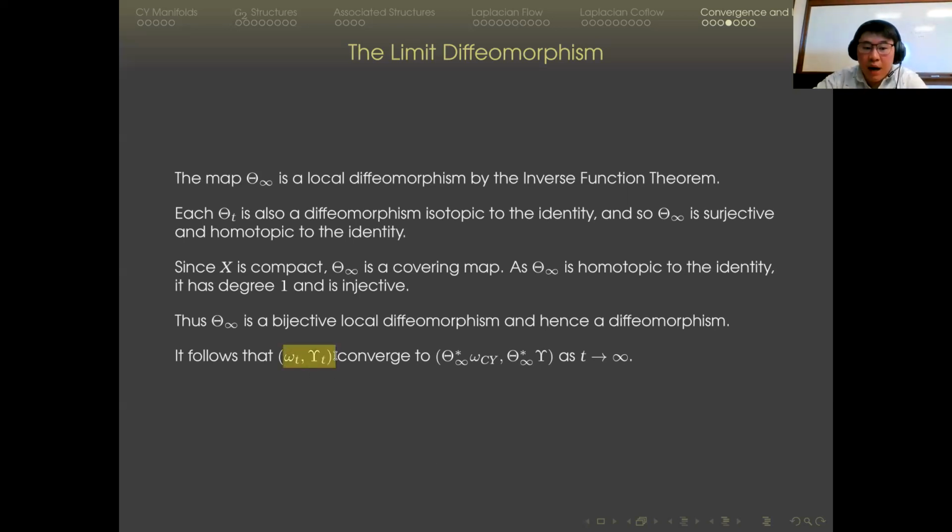So these structures converge to some pullback of the Ricci flat Calabi-Yau metric, and the pullback of the initial holomorphic volume form in the limit.